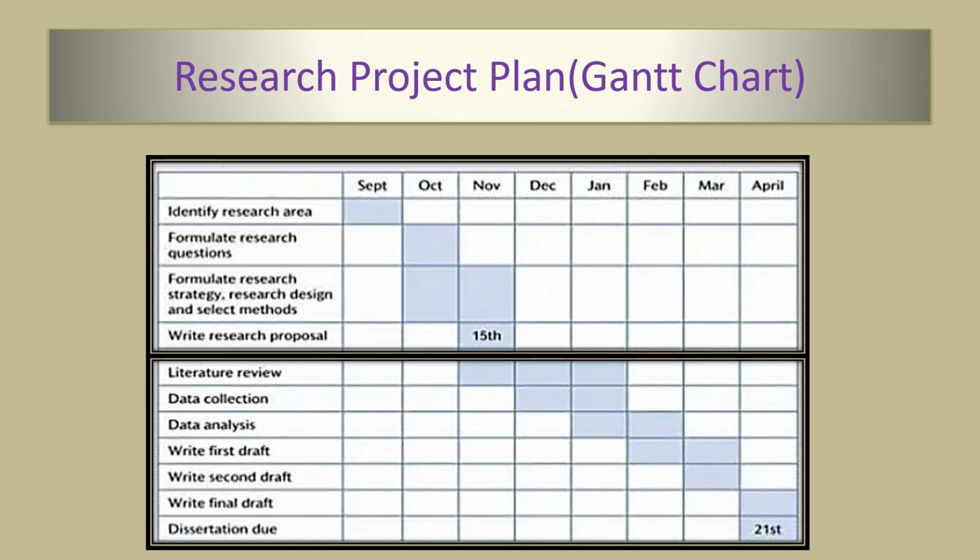Here is a picture of a Gantt chart relevant to the research project. Identify the research area, formulate research questionnaire, formulate research strategy plan and design, write research proposal, literature review, data collection, data analysis, write first draft, second draft, write final draft, dissemination, due. Here in rows we have tasks and column-wise we have the time or months.